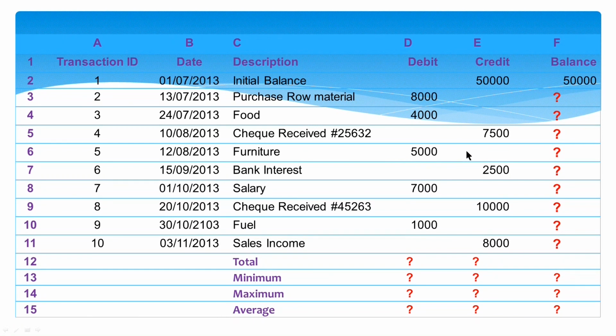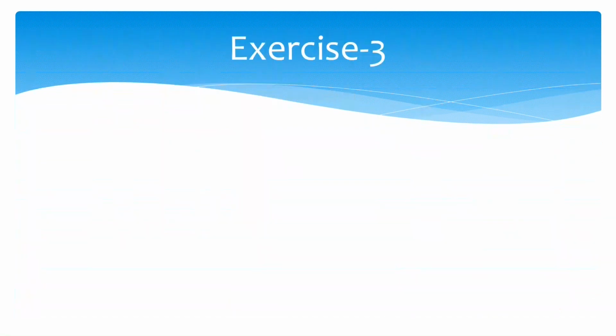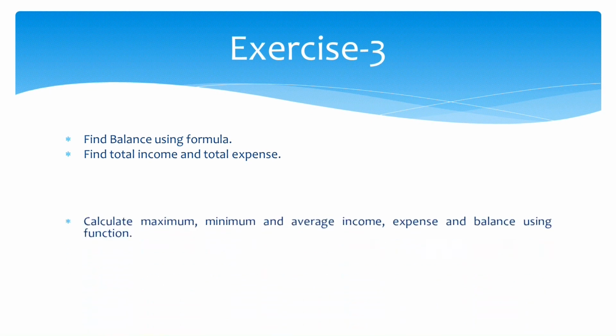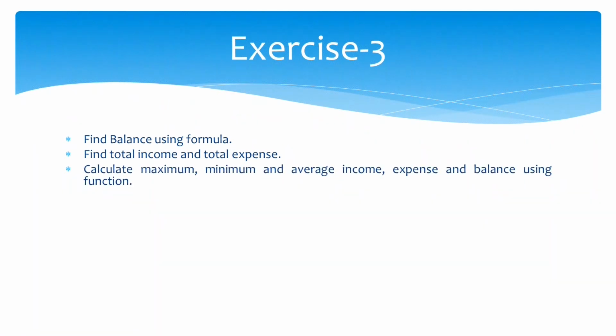So, likewise we have to find out this balance, and here we have to find out total debited amount, total credited amount, minimum debited amount, minimum credited amount, minimum balance. So, these kind of things we can find out using formula and function. Now, another thing we have to perform in these exercises, first we have to find balance using formula, then we have to find total income and total expense. We calculate maximum, minimum and average income, expense and balance using function.